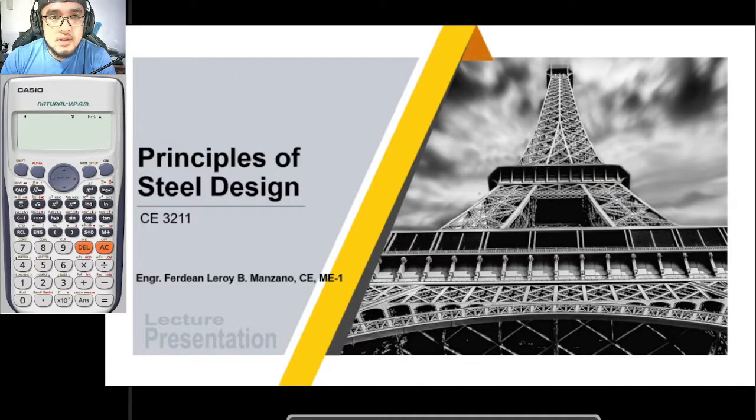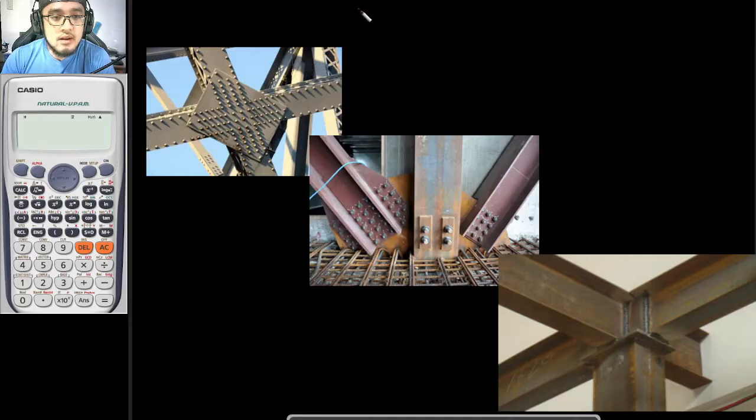So what you are seeing in this slide right here is actually different methods of connecting your steel structure. We have here on our upper left the rivet connection, we have here bolted connections, and we have here welded connections. As for the welded connections, I have already posted a pre-recorded video lecture about how to analyze and design welded connections in steel design. So once again, our topic for this meeting is simple bolted connection.